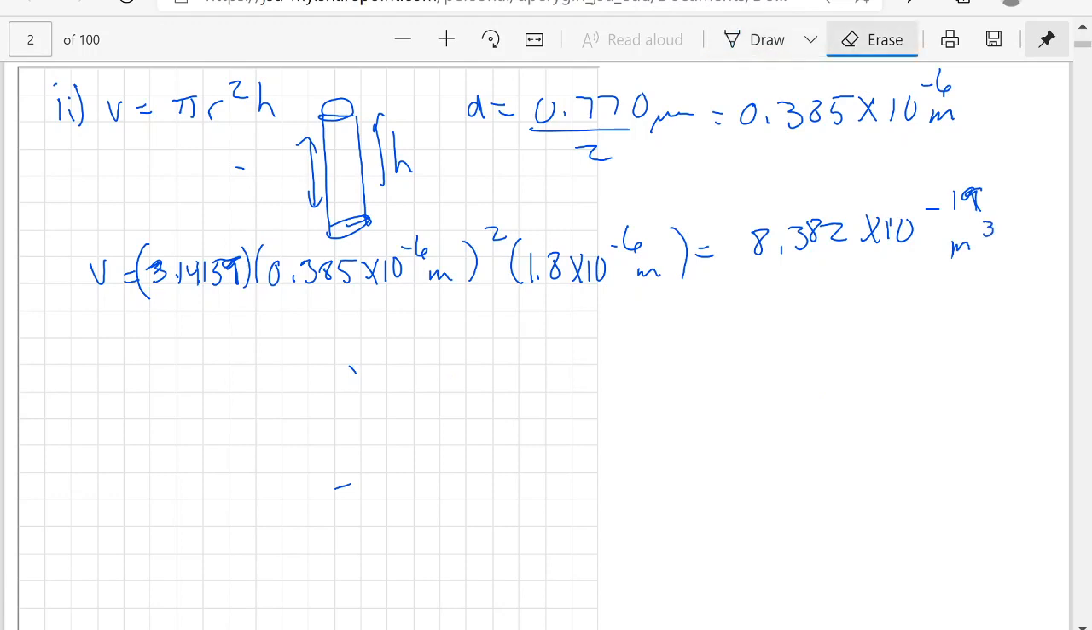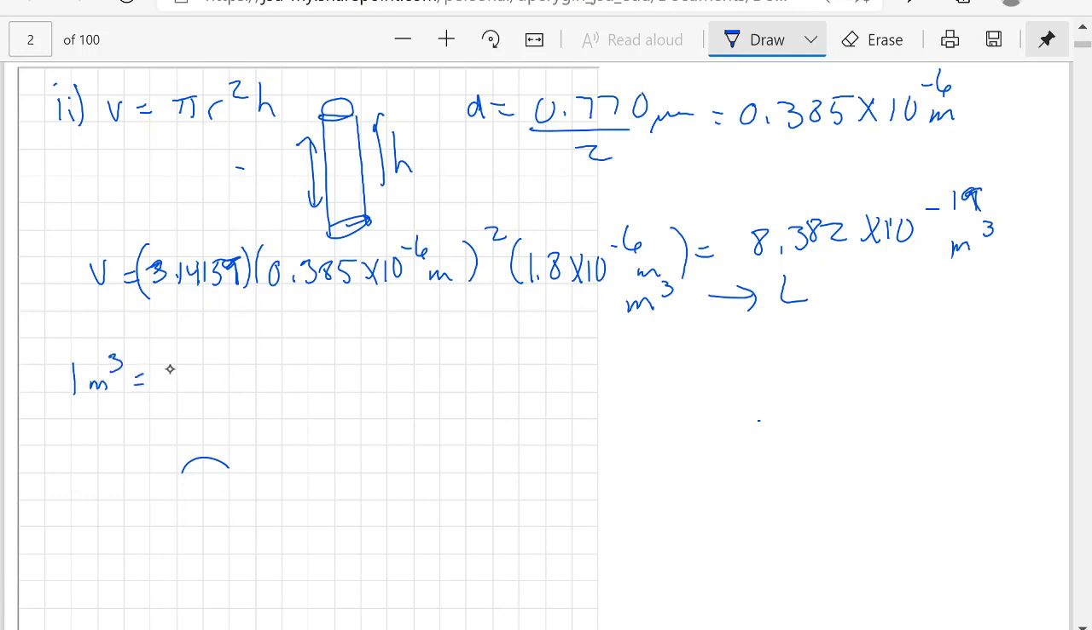That is perfectly fine, but I think they want you to convert that to liters in order to put it into the space, okay? So in order to convert that to liters, we need to convert cubic meters to liters. So 1 cubic meter is equal to what?